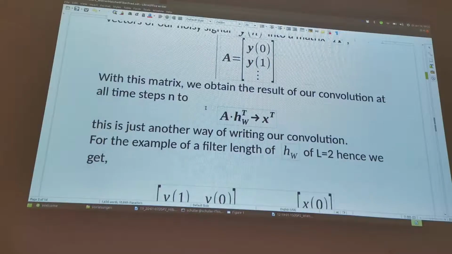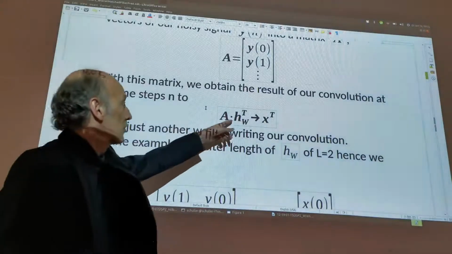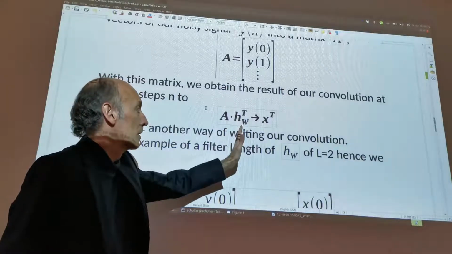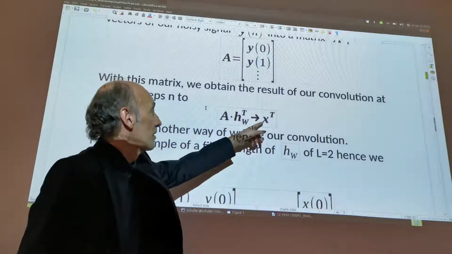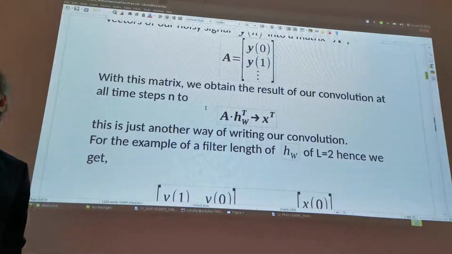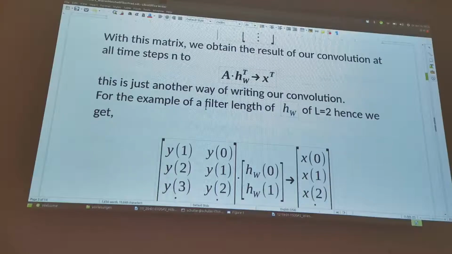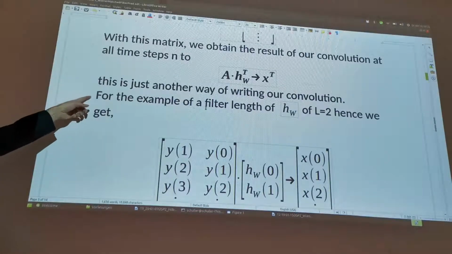So now we can multiply this matrix A with our coefficient vector h. So here this transpose means I make it into a column vector. And then out comes the filtered version, x transpose. Transpose again because it is a column vector. So this is just another way of writing our convolution.